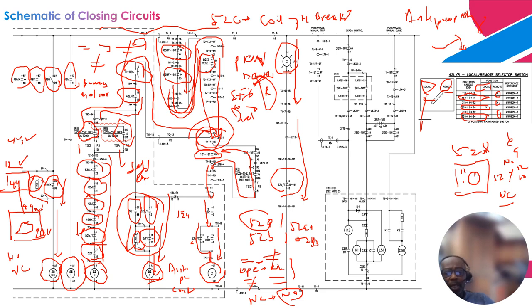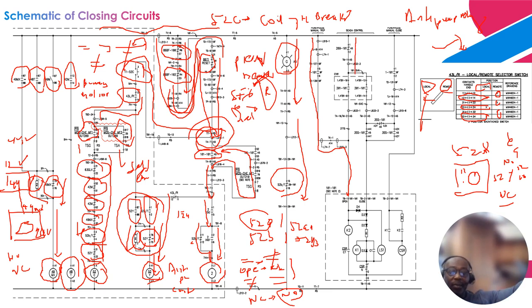Now let's talk about manually tripping. Sometimes you can manually trip the breaker. These show you how to manually trip the breaker. So this is the permissive string, and also the SCADA control, the ability to operate the breaker from the SCADA end.